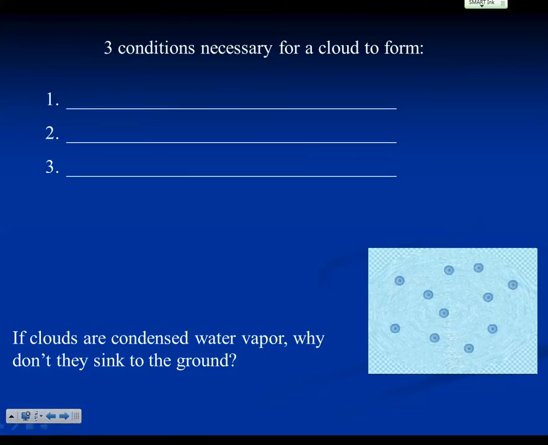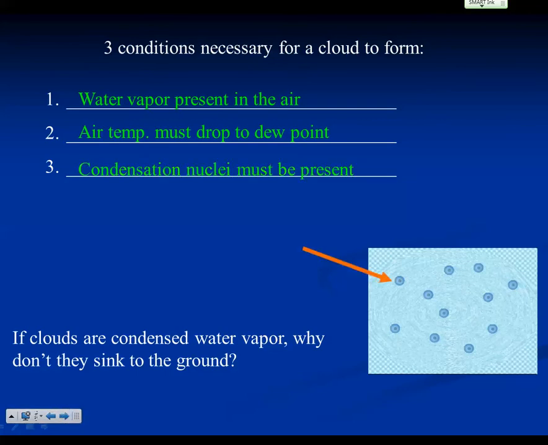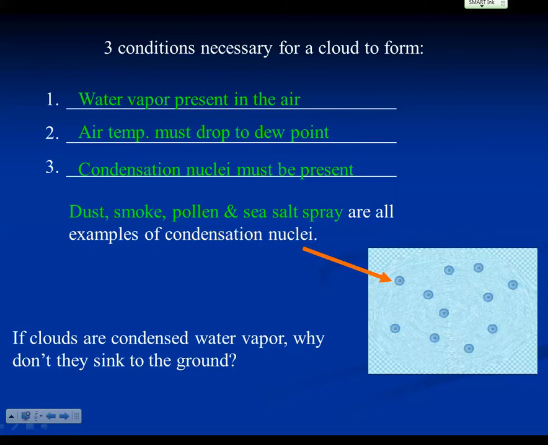All right, 3 conditions necessary for a cloud to form. First, you have to have water vapor to have a cloud. So water vapor is present in the air, some places more than others. Second, the air temperature must drop to the dew point. So you must cool it down enough so it can start condensing. And third, and this is the part that maybe you haven't thought of, you have to have something for that water vapor to actually condense onto.